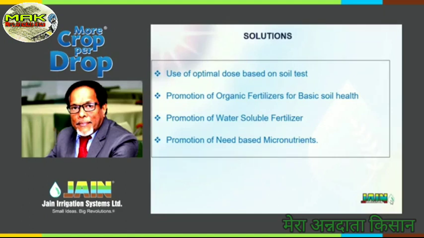And then go for promotion of water soluble fertilizer. That is connected to fertigation. Water soluble fertilizer, small quantities, more number of splits, like 3 splits to 30 splits, or 4 splits to 45 splits, as you will see as I go along. And promotion of need-based micronutrients. How do you know the need? The need is only by soil analysis. And that's one area where we are lagging behind.